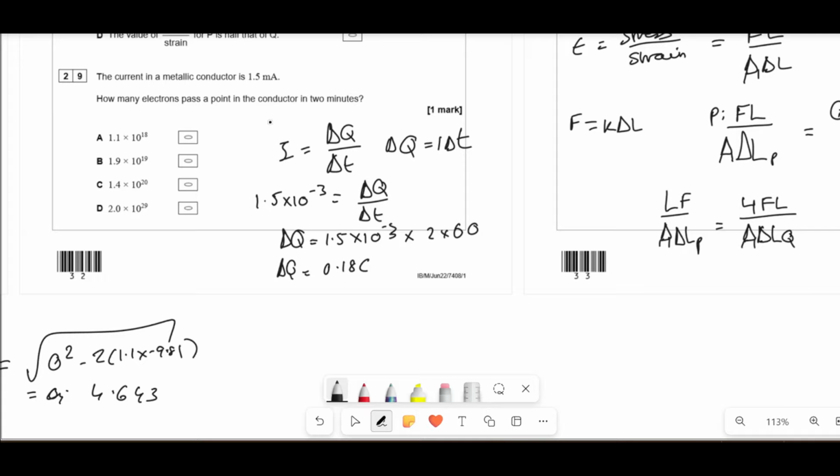Now it's asking how many electrons. So all you do is you divide that by the charge of an electron, which is 1.6 times 10 to the minus 19. And if we do that, we get 1.125 times 10 to the 18. So that one gives us, well, that would be A.